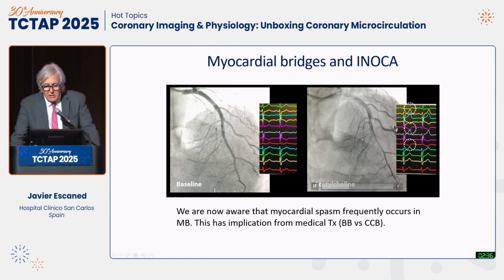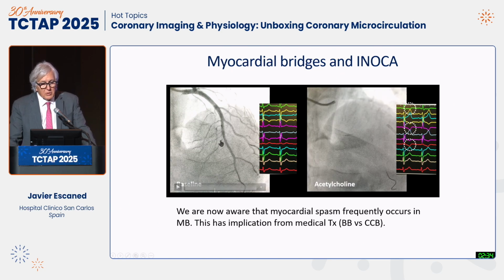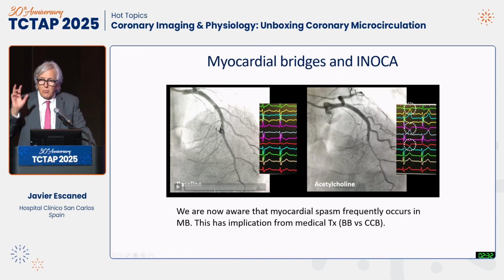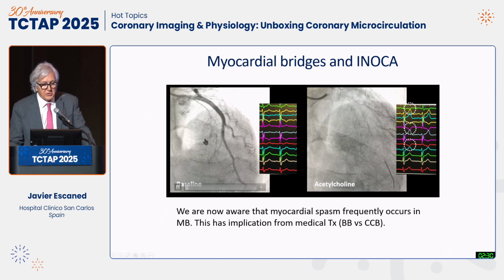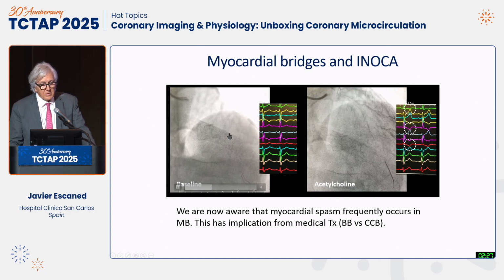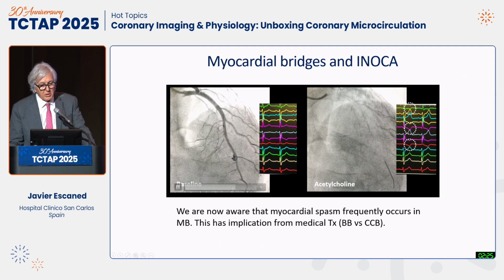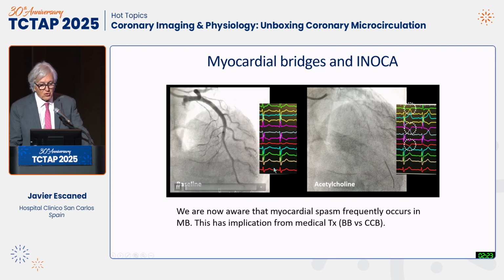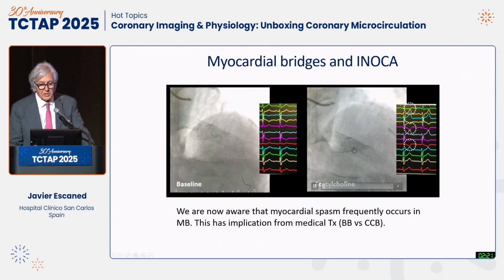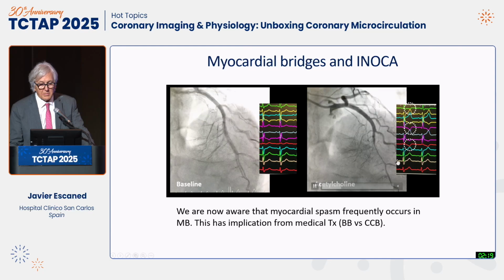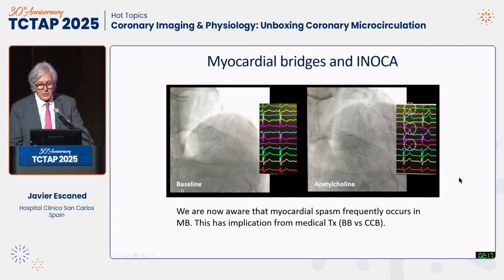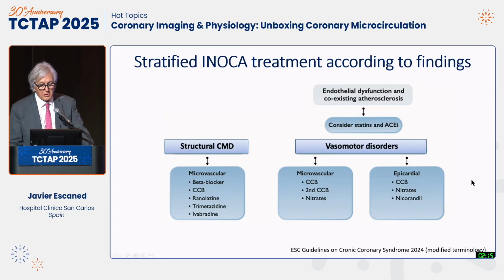It's interesting that this phenomenon sometimes is combined with pre-existing abnormalities or normalities, because myocardial bridges is something that you consider normal. But before, we used to consider myocardial bridges as something that was causing obstructive ischemia. Now we know that on many occasions, these intramyocardial segments actually are associated with vasomotor disorders.